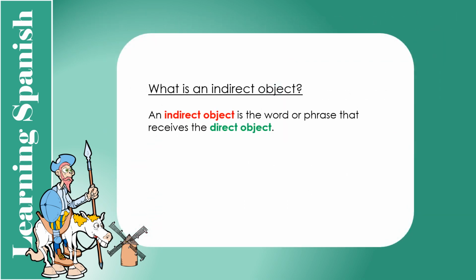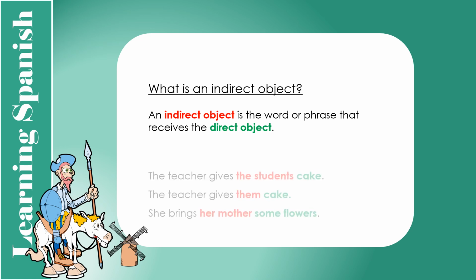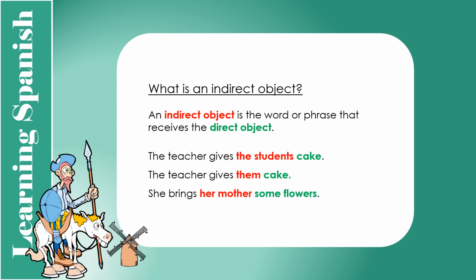An indirect object is a word or phrase that receives the direct object. It sounds pretty complicated, but it's not that bad. A few examples, where the indirect objects are shown in red and the direct objects are shown in green. The teacher gives the students cake. The students receive the direct object, being the cake. You can also say, the teacher gives them cake. And also in the last example, she brings her mother some flowers. Her mother receives the direct object, being the flowers.